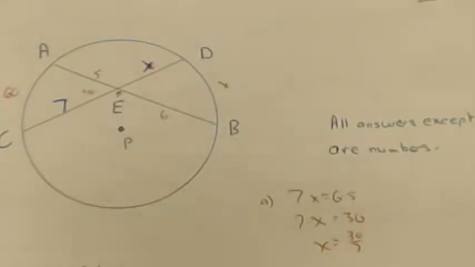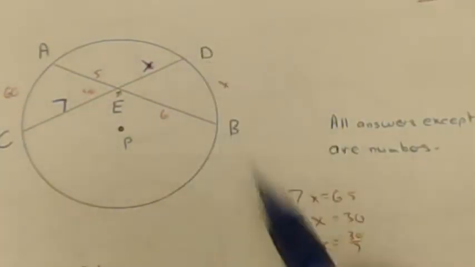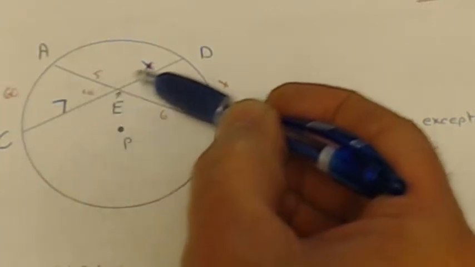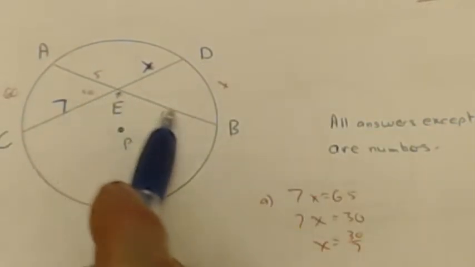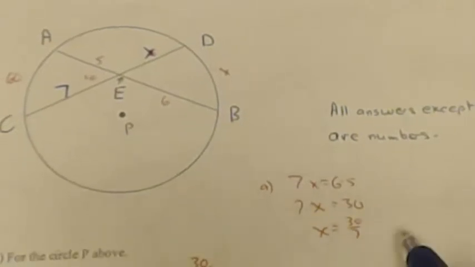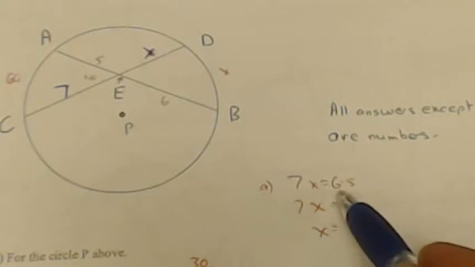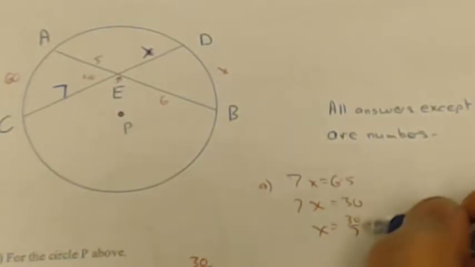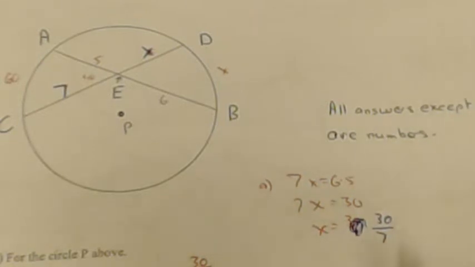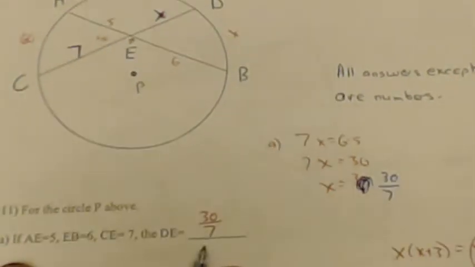And what I have then, these are two chords crossing in the circle. I'm going to use the rule that the product of the parts of this chord, 7 times x, equals the product of the parts of that chord, 5 times 6. And I've got that work shown right here. And you get 7x is equal to 6 times 5, which is 30. And then x is going to be 30 divided by 7, which is a perfectly good answer. Just leave it like that. So 30 over 7 is our answer.